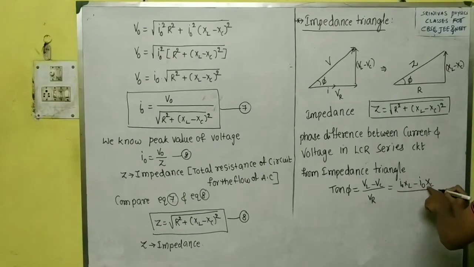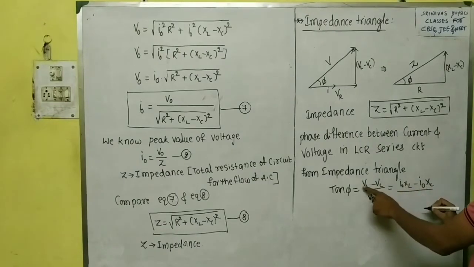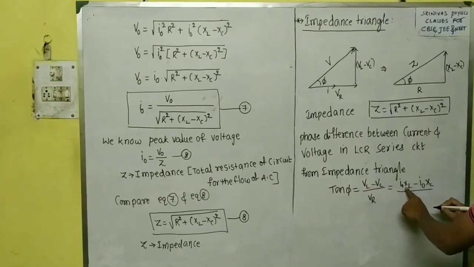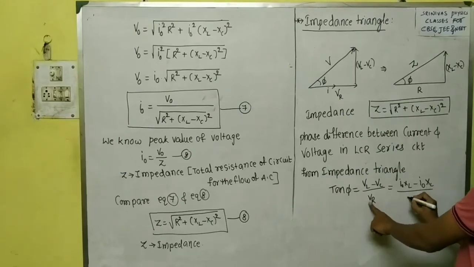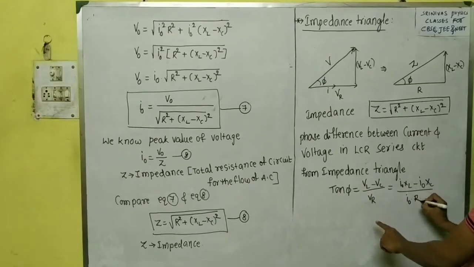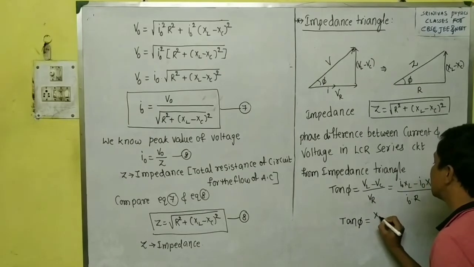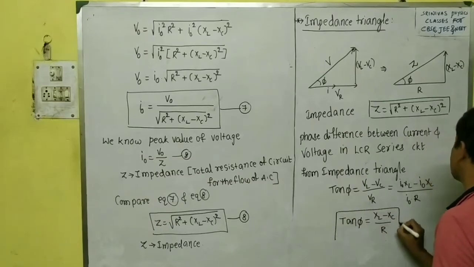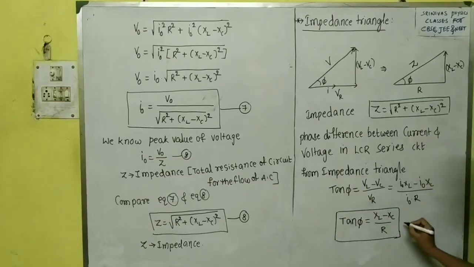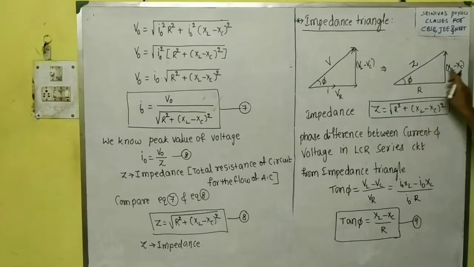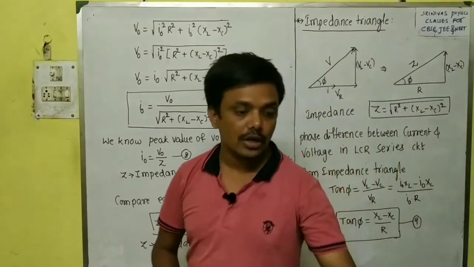Resistance of the capacitance is called XC. Resistance of the inductance is called XL. Voltage across inductance equals current into resistance of the inductance. Voltage across capacitance equals current into resistance of the capacitance. Voltage across resistance equals current into resistance of the resistor. Then we get the tan phi formula as XL minus XC by R. This is the formula, and we will take this as equation 9. From this also we can directly write tan phi equals XL minus XC by R, opposite side by adjacent side.